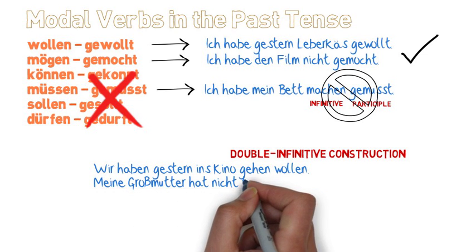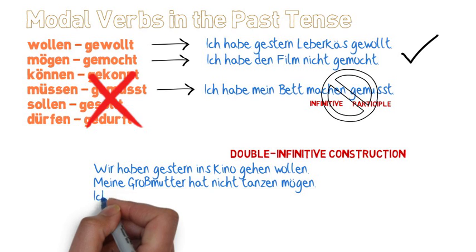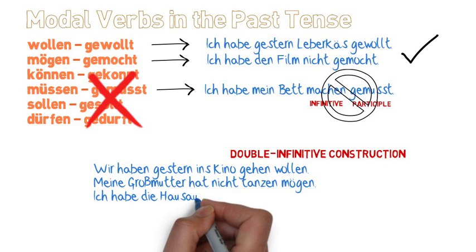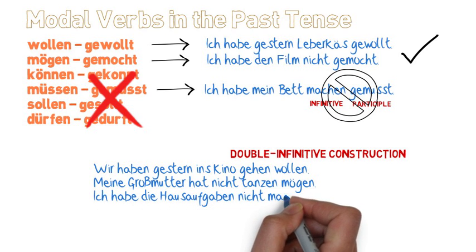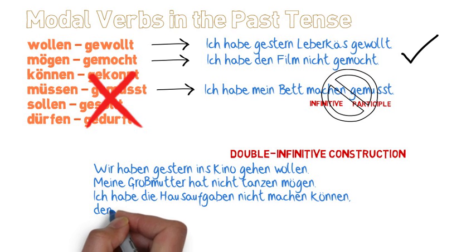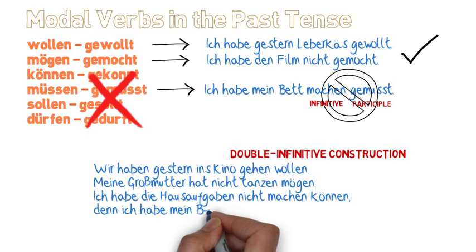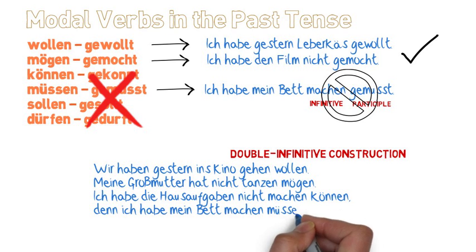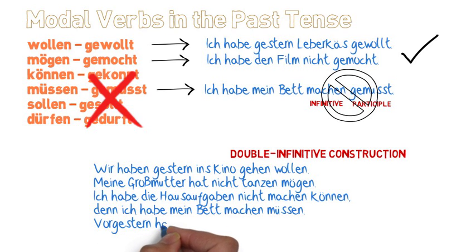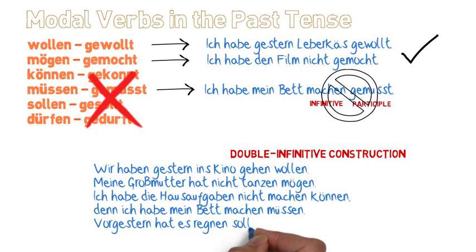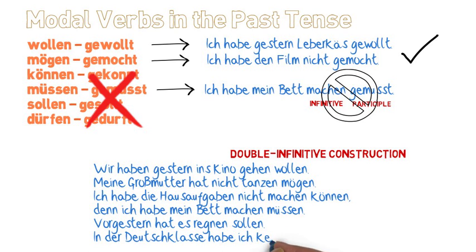Wir haben gestern ins Kino gehen wollen. We wanted to go to the movies yesterday. Meine Großmutter hat nicht tanzen mögen. My grandmother did not like to dance. Ich habe die Hausaufgaben nicht machen können, denn ich habe mein Bett machen müssen. I couldn't do the homework yesterday because I had to make my bed. Lame excuse. Vorgestern hat es regnen sollen.